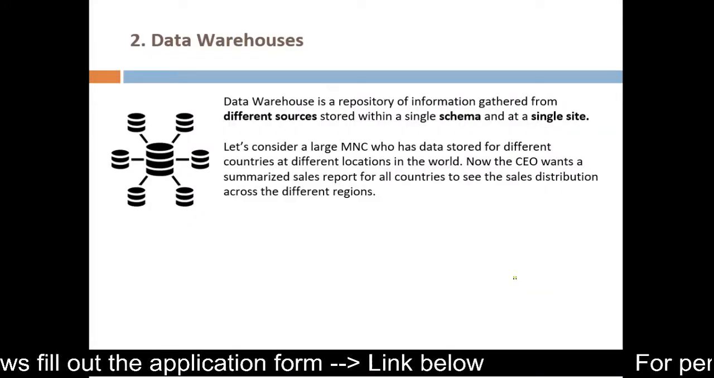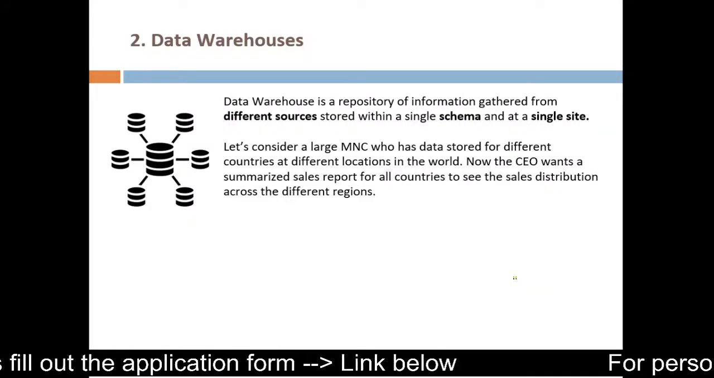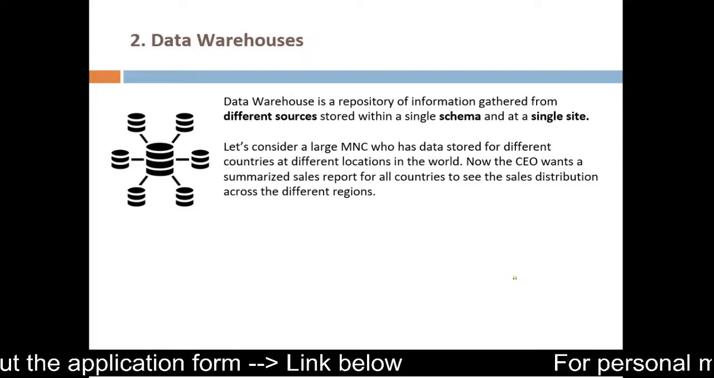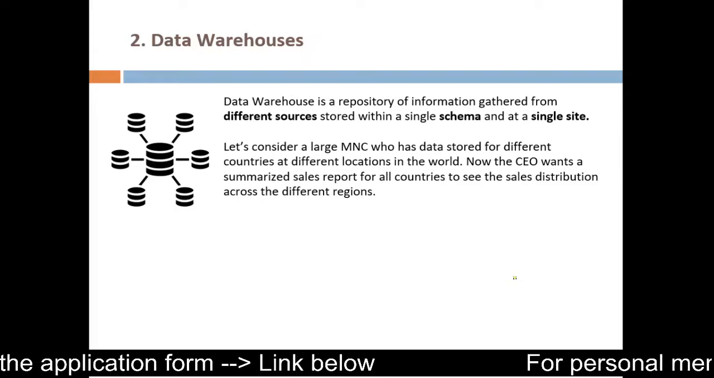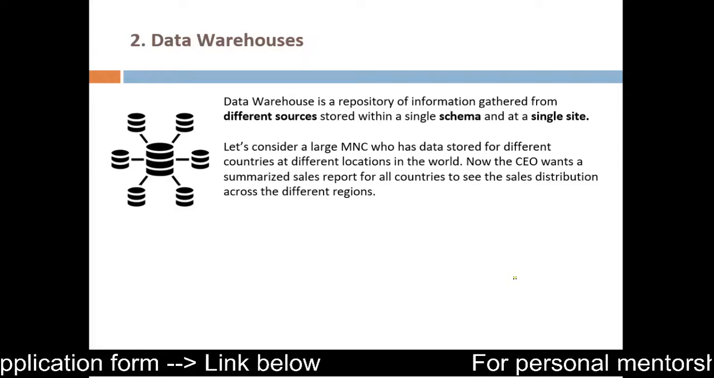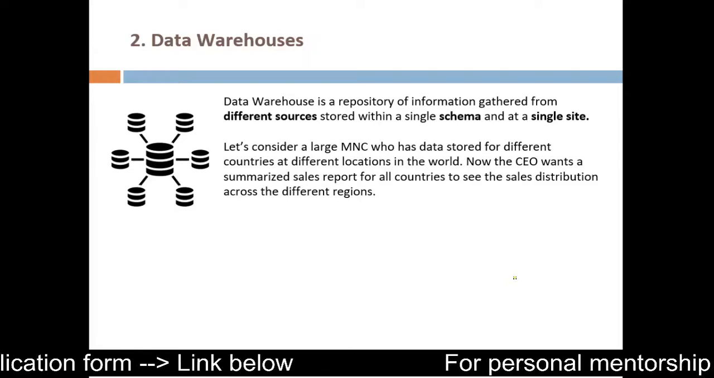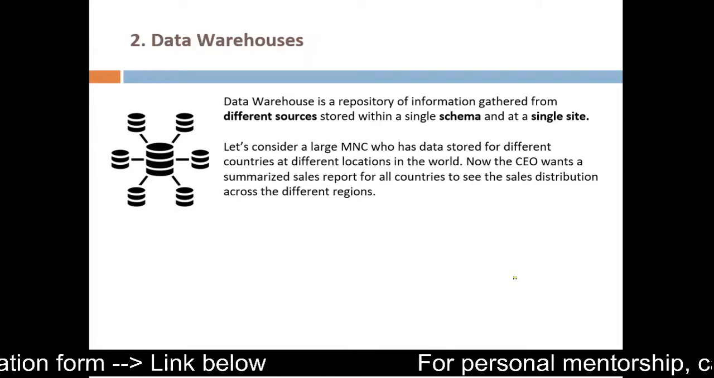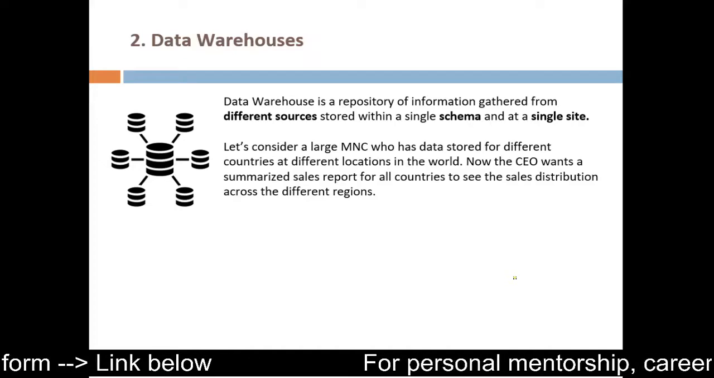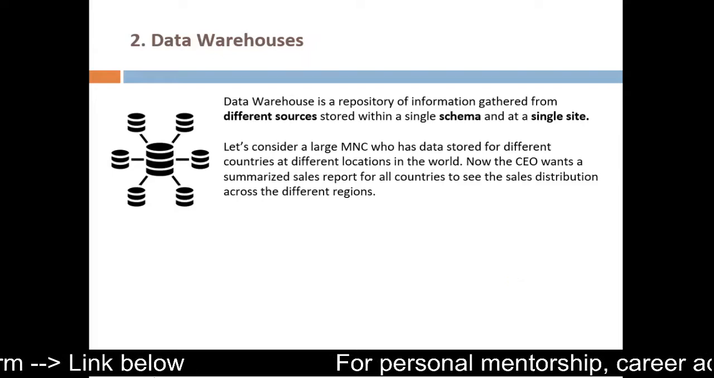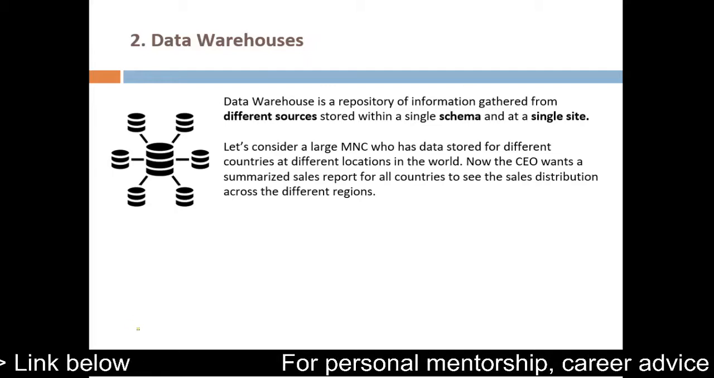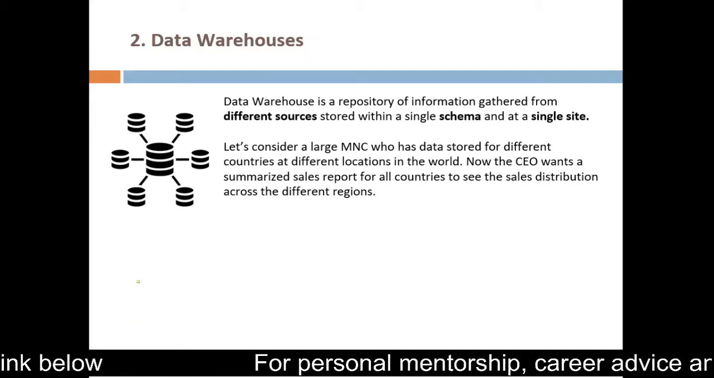Okay, so now let's move on to the next type of data repository, which is a data warehouse. Now, a data warehouse is a repository of information gathered from different sources, stored within a single schema and at a single site. Now, we'll talk about schema in one of the subsequent slides, but for now, let's take this brief example. Suppose we are looking at a large MNC, right? And their data is stored in different countries at different locations.